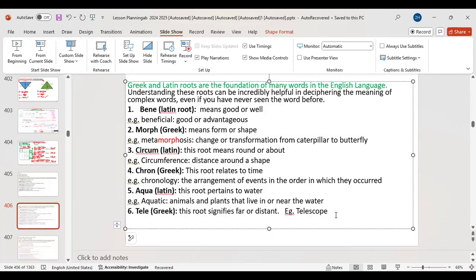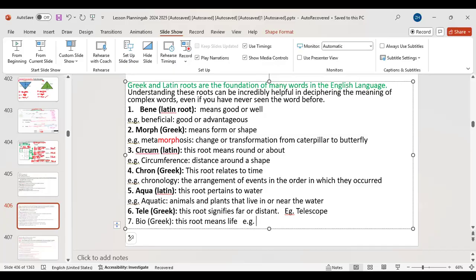Okay, then we have bio. Biology. Yeah, biology. What does bio mean? Life. Very good. What are some words you could think of? Biohazard. Biomedical. Biography. Very good. Biodegradable. Very good. Biomedical.